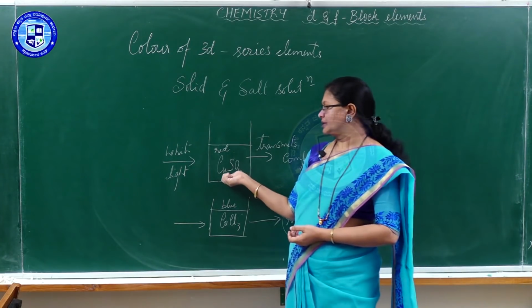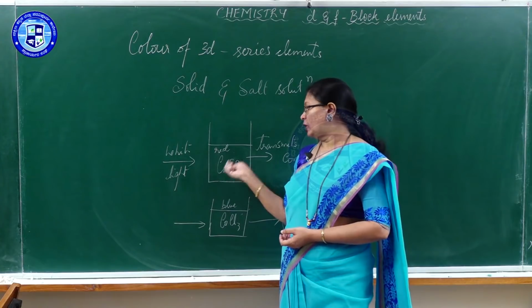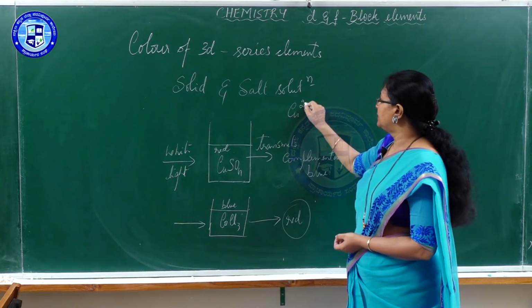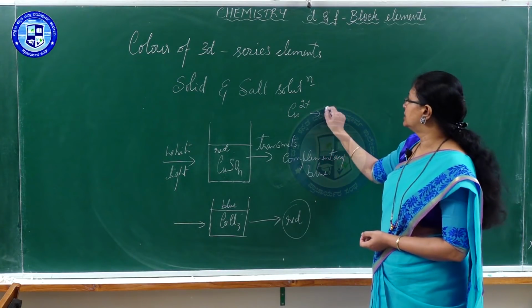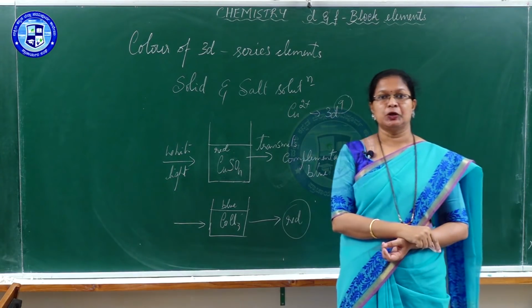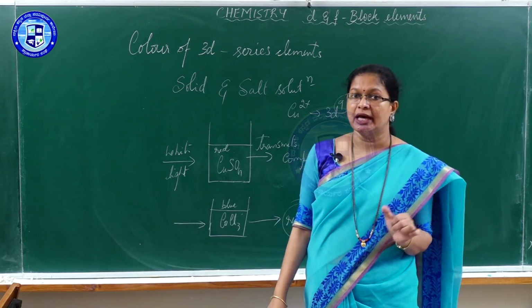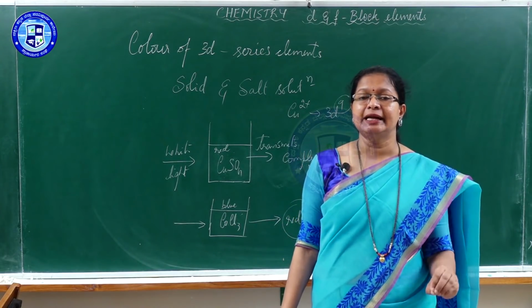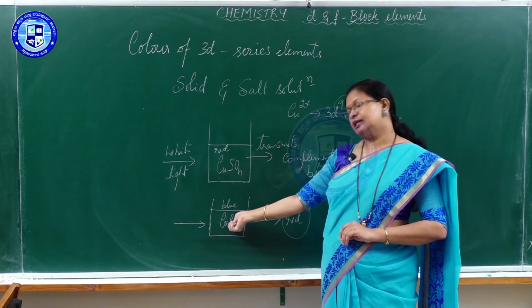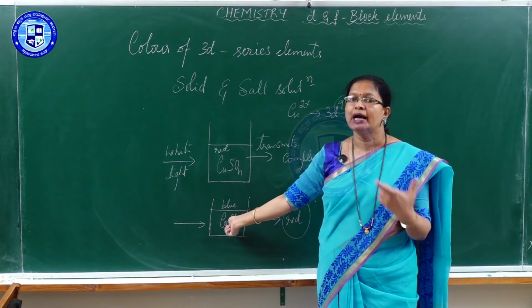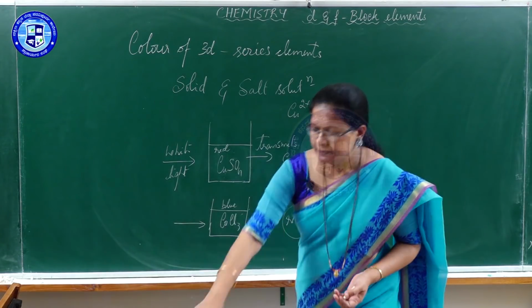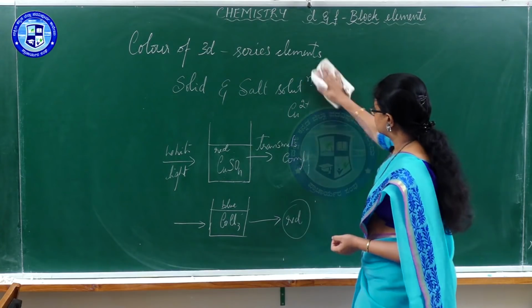Does copper sulfate contain any unpaired electron? In copper sulfate, copper is present in the +2 state. What is the +2 state configuration? 3d9 4s0. 3d9 has one unpaired electron, correct? This is the unpaired electron which is responsible for the color of copper sulfate. Same as that, in cobalt chloride, cobalt 3+ also has unpaired electrons which are responsible for its color. We will go into the detail of this color.